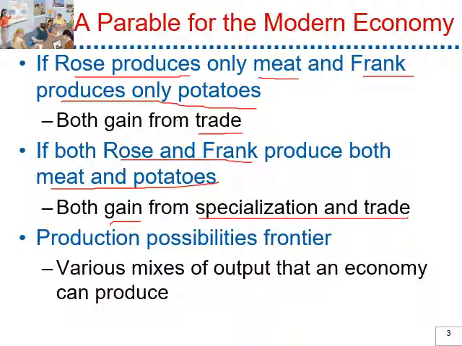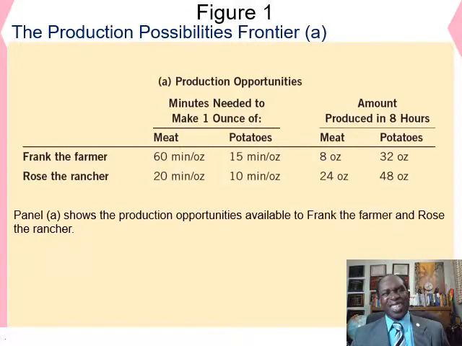Let's use the production possibility frontier to show various mixes of output that an economy can produce. Looking at the production opportunity, Frank can produce 1 ounce of meat in 60 minutes and 1 ounce of potato in 15 minutes. On the other hand, Rose can produce 1 ounce of meat in 20 minutes and 1 ounce of potato in 10 minutes.